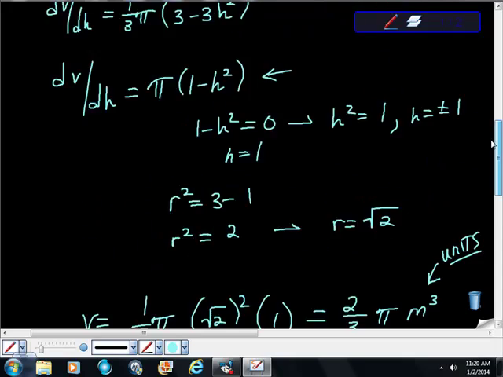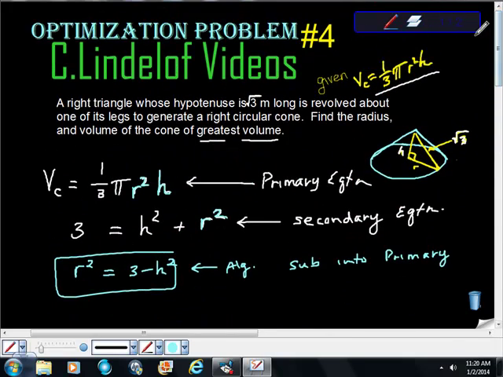All right, so hopefully this is helpful and you're able to do this. Remember primary and secondary equations. Remember to get this thing to one variable. Once we have it to one variable in our primary equation, take the derivative, solve for critical values, evaluate if those critical values are reasonable, and move forward.